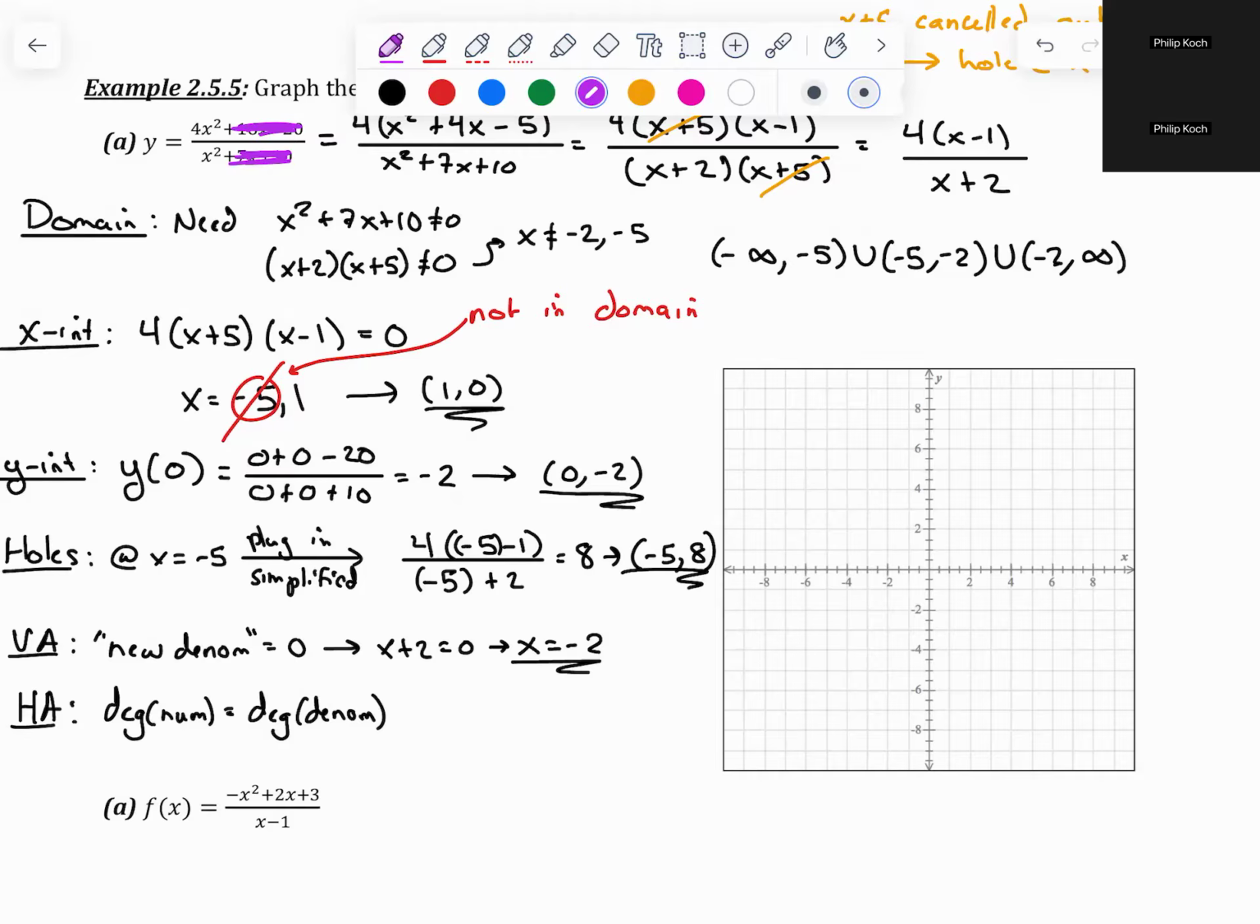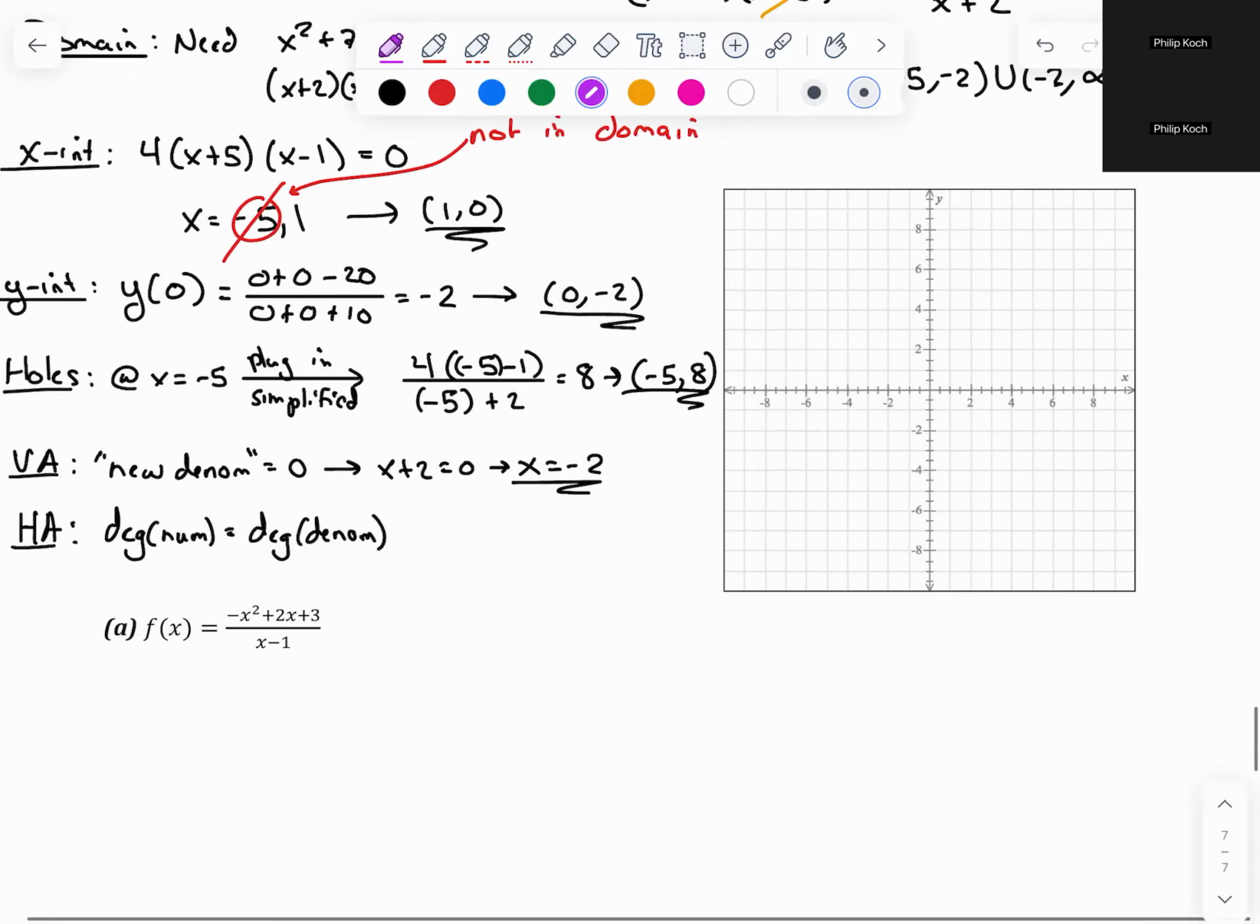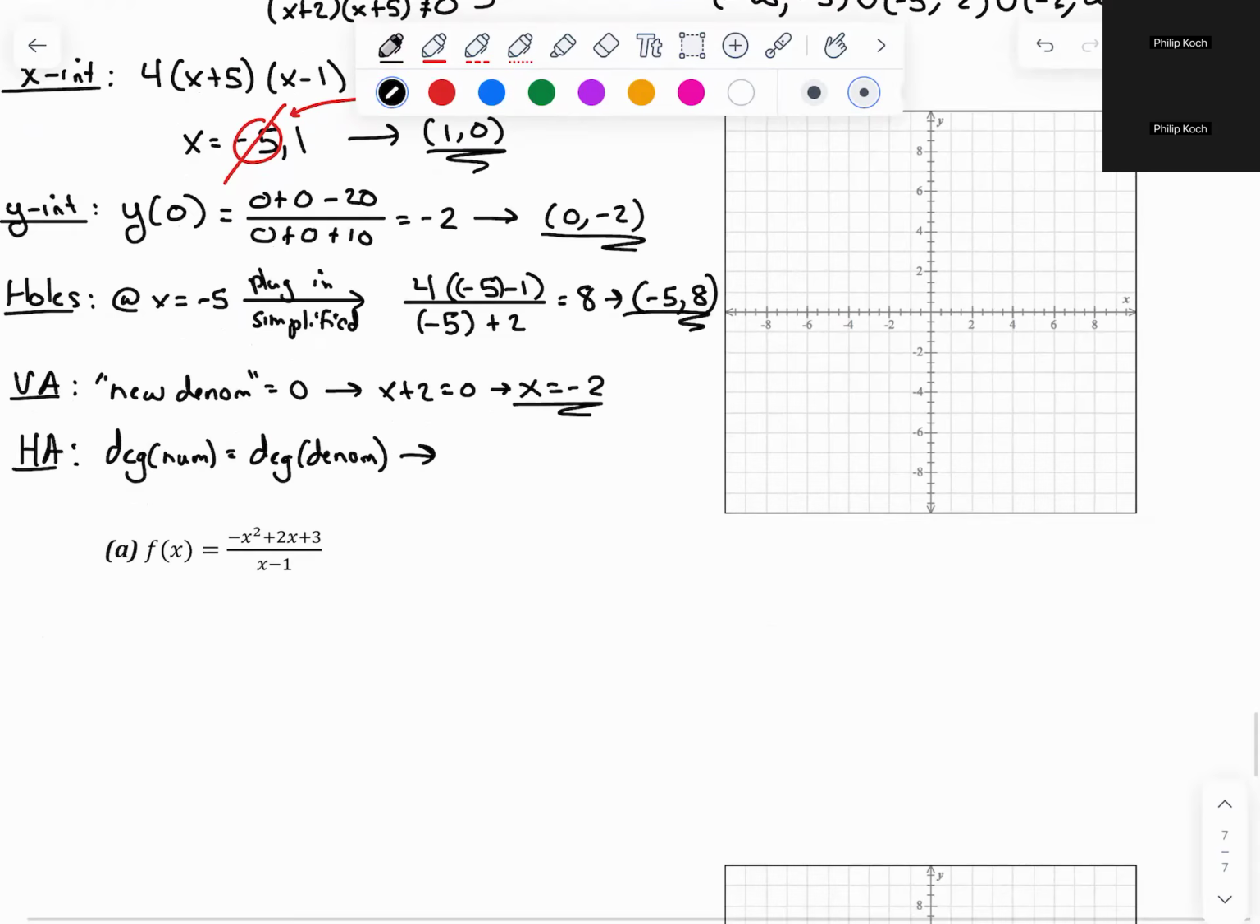No matter where you plug, no matter how big of a number you get, it's always going to be 4 times that number squared over that number squared. The squareds cancel, and you just get 4 over 1. So the degree of the numerator is equal to the degree of the denominator, which means we have a horizontal asymptote at y equals 4 over 1, which is just 4.